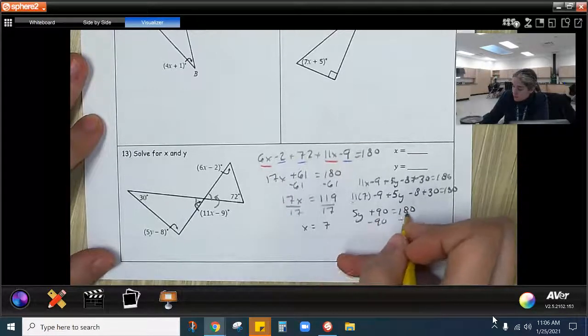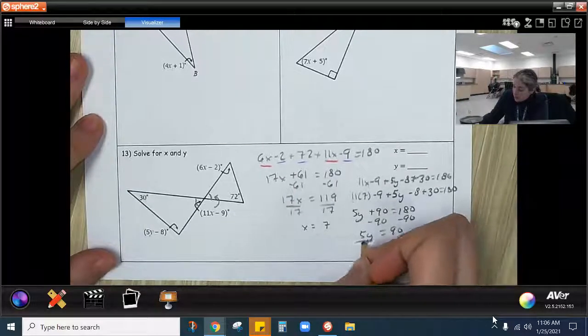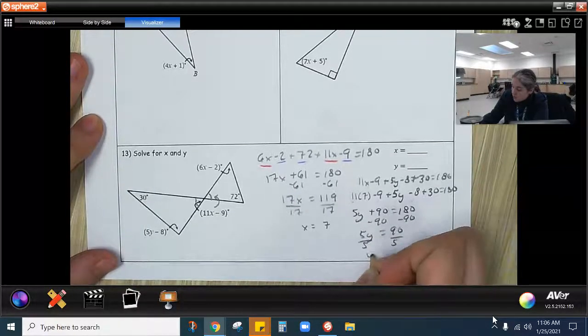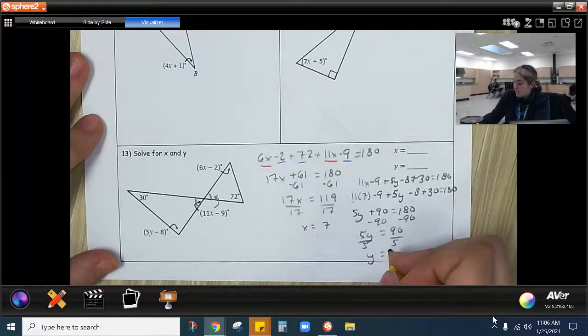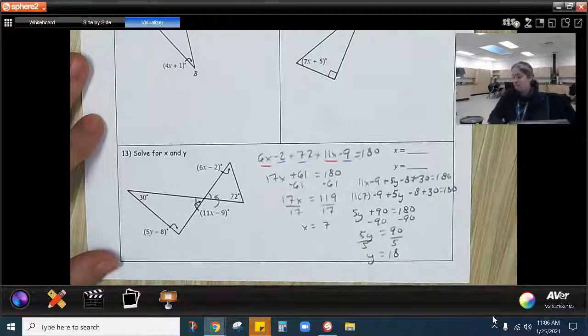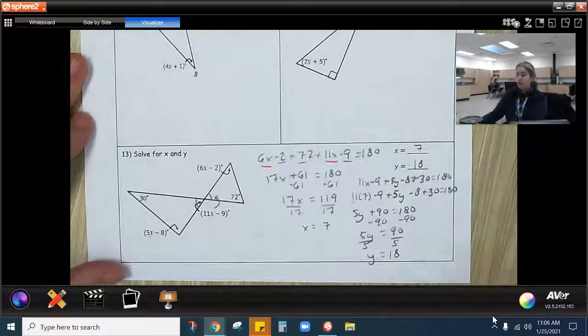When we subtract 90 on both sides, we get 5y is equal to 90. When I divide by 5, I get y is equal to 18. So I found my x was 7, my y was 18.